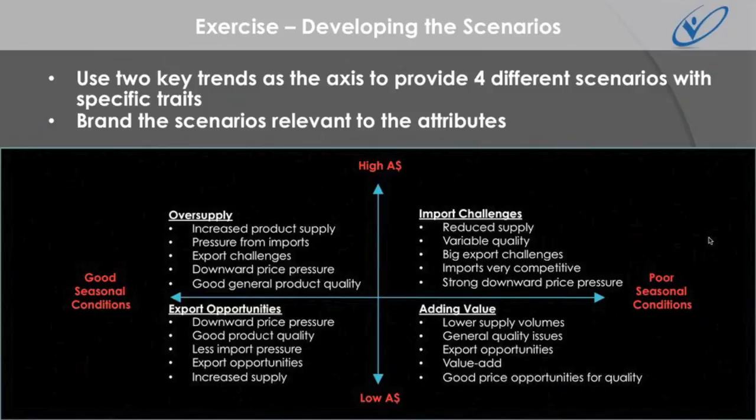If you go down to the bottom right-hand corner, where I've called that added value, where we've got a low Australian dollar and poor seasonal conditions, you can see we'll have lower supply volumes and poor quality. The seasonal conditions will give us variable quality issues, but the low Aussie dollar will give us opportunities for export. There may be opportunities to value add, and there will be good price opportunities for quality products. So if we've got quality product, then we can get those.